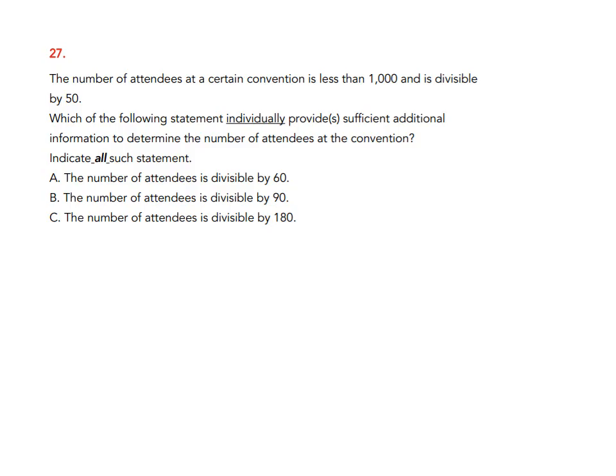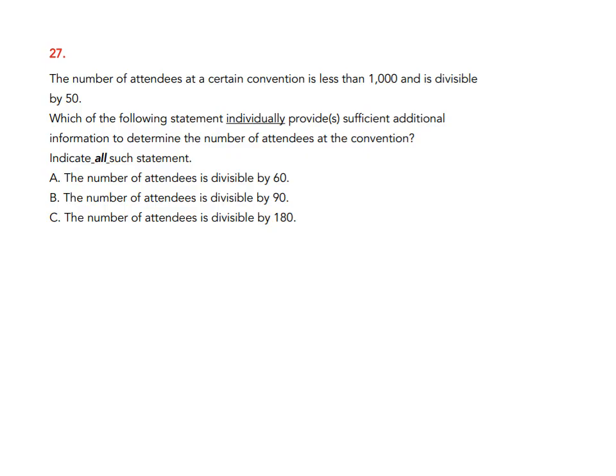The number of attendees at a certain convention is less than 1000 and is divisible by 50. Which of the following statements individually provides sufficient additional information to determine the number of attendees at the convention? Indicate all such statements. Okay, so attendees are less than 1000. It could be 999, and it is divisible by 50. And there are some options. The number of attendees is divisible by 60, 90, and 180. So which one is the correct option?